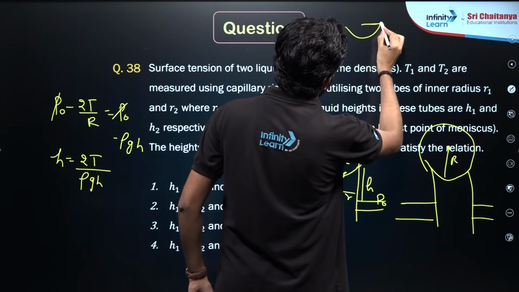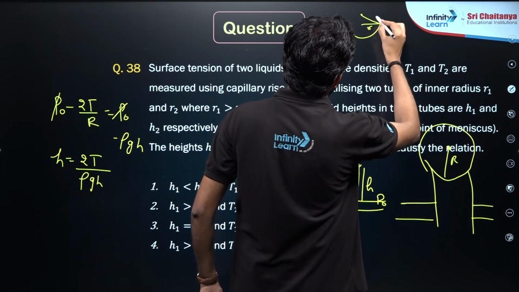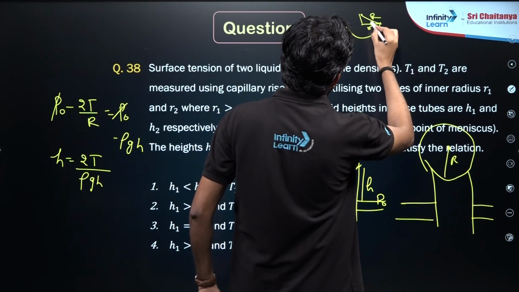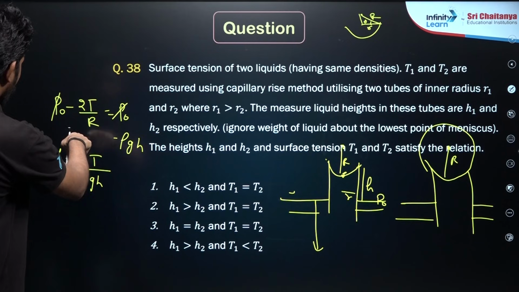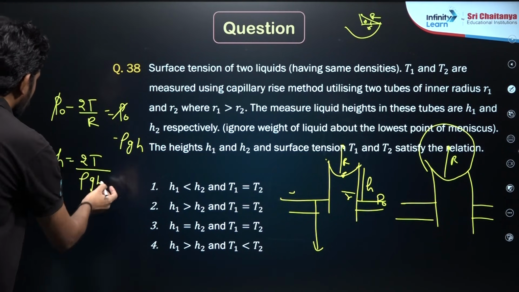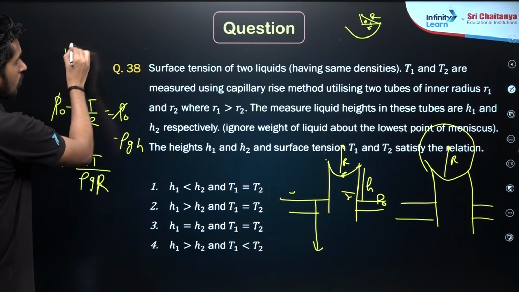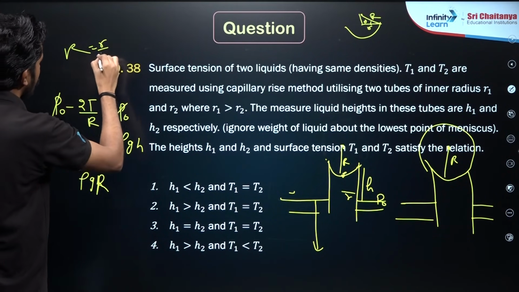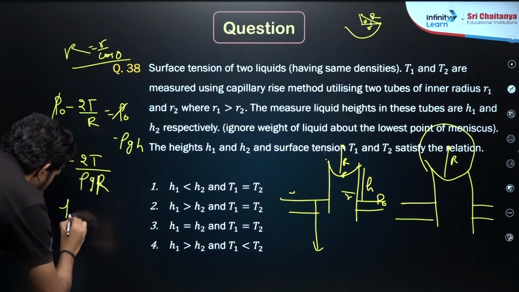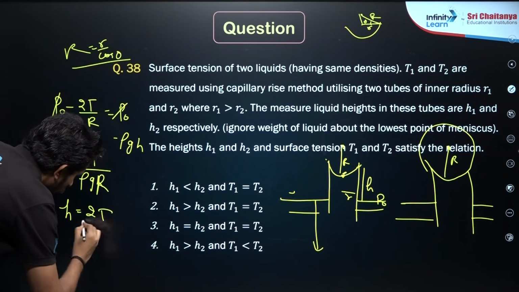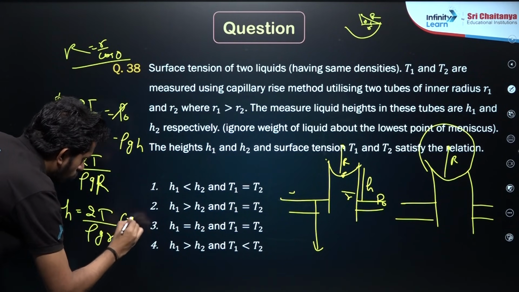Sorry, this is r radius, and this is capital R radius. Let's say this is theta. So capital R, rho g, sorry, because h is already there. So this R would be what? From there R would be small r by cos theta. Why am I doing this explanation? Because I am going to use this 2T by rho g and r by cos theta.